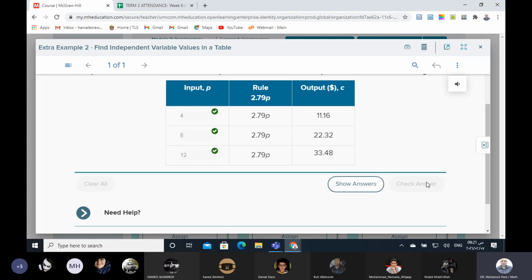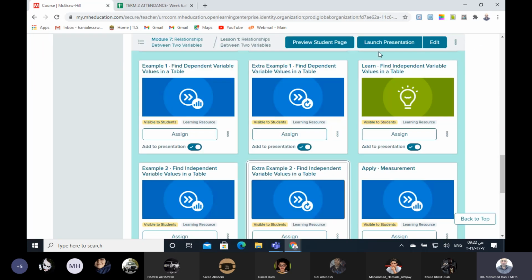So this is our lesson today. We learned what the meaning of input or independent variables is, what the meaning of output or dependent variables is, and what the relationship is, meaning the rule, the relationship between the two variables. So let us take attendance now.